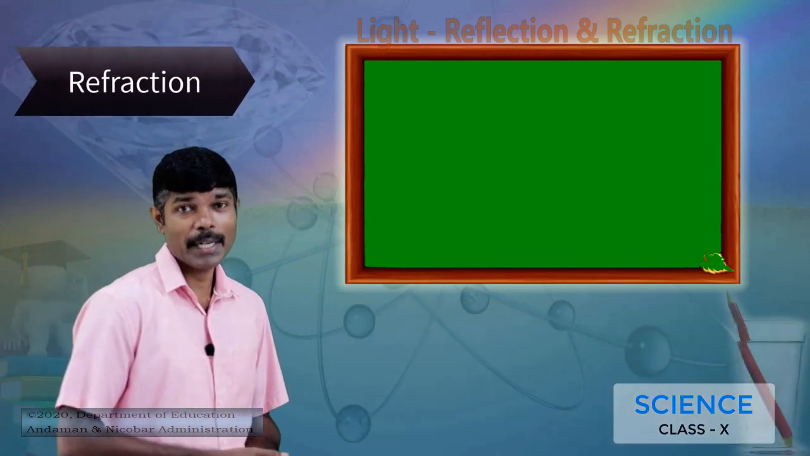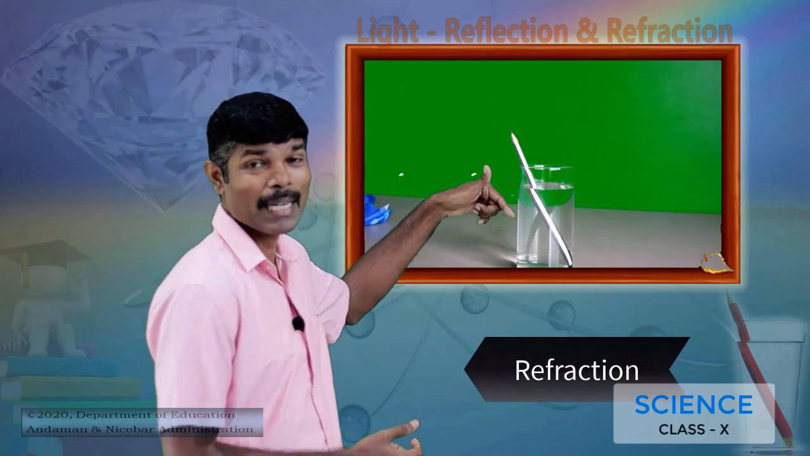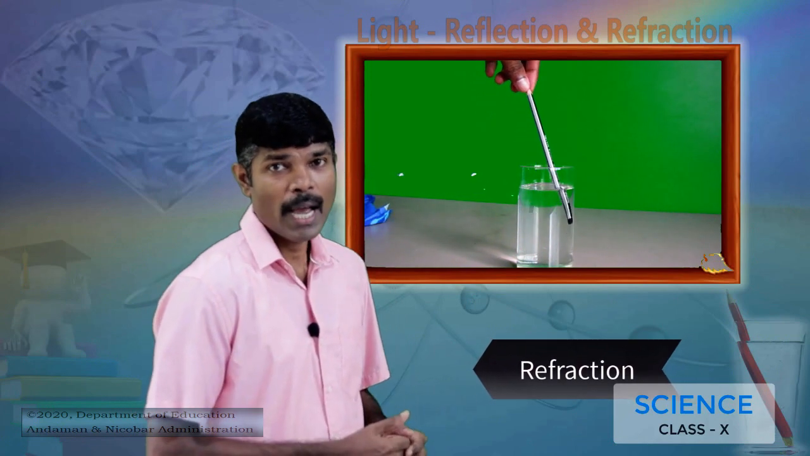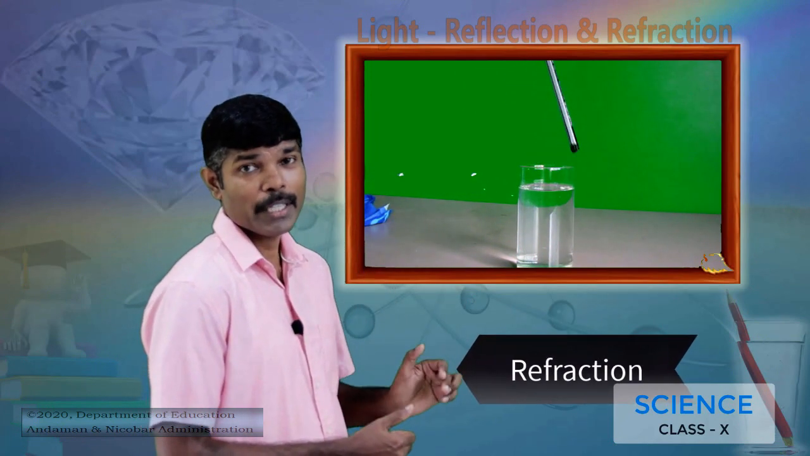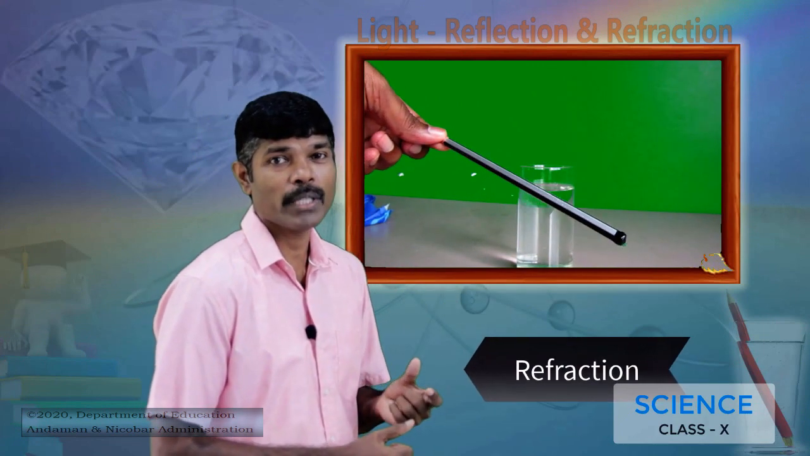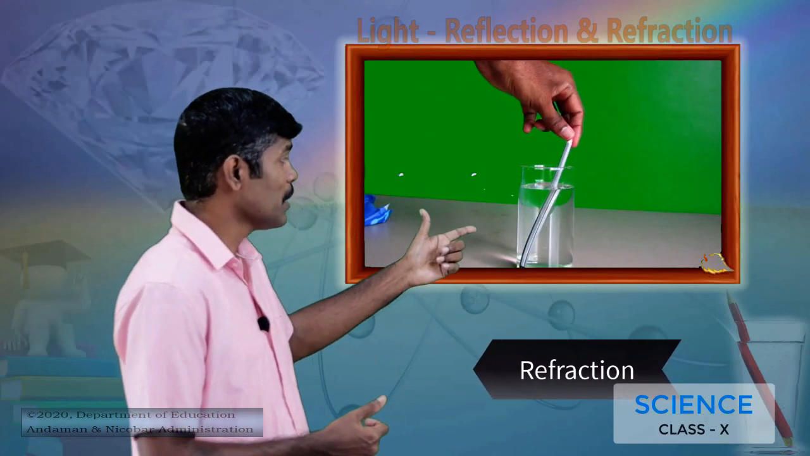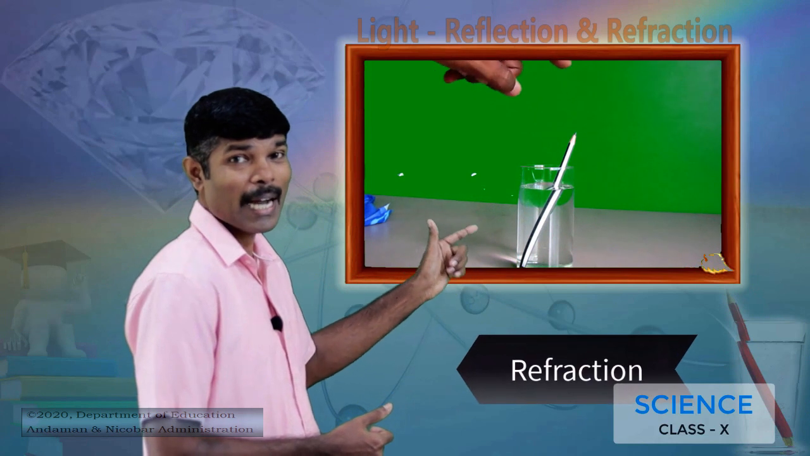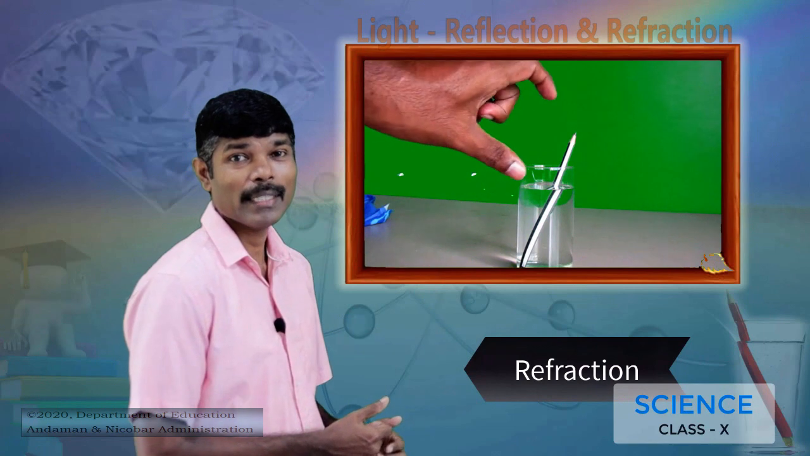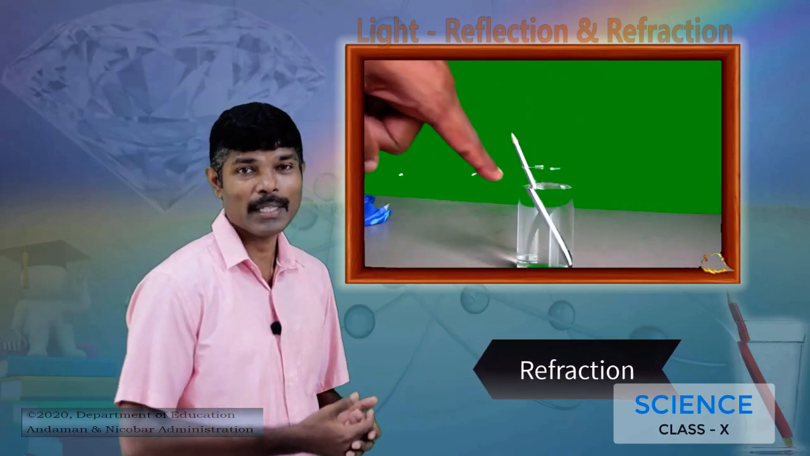Here appears a glass of water in which a pencil is immersed. Now the pencil is partly immersed. As you can see, the portion of the pencil inside the water and outside the water appears to be different. In the picture you can see that at the surface, at the interface, there is a deflection, as the pencil is somewhat bent in structure, displaced from its original position.